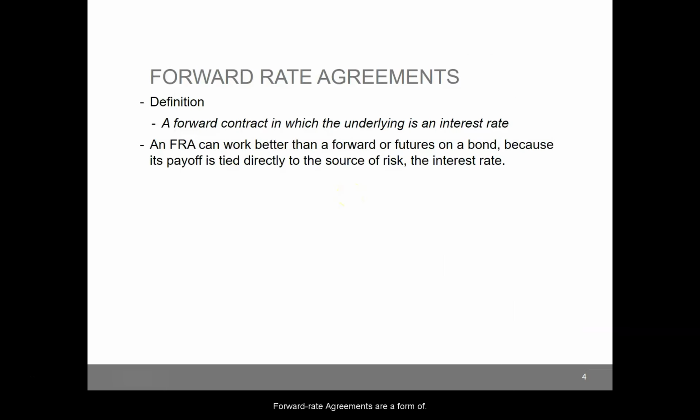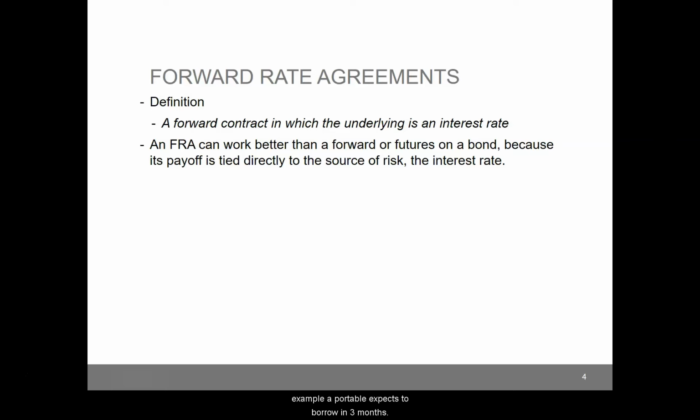Forward rate agreements are a form of interest rate derivatives, and basically an FRA or a forward rate agreement is a forward contract where the underlying is an interest rate. As we discussed, therefore an FRA provides us an exposure direct to the source of the risk, that is the interest rate. It is particularly useful for future borrowing and lending.